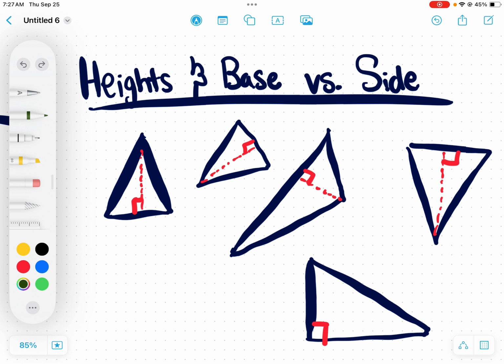The red dashed line in the middle is the height, no matter where it is, whether it's upside down or right side up or pointing downwards. Wherever that red or dotted line is, that's going to be your height. And your key to know is this right angle right there. When you see that right angle, that's telling you where the height is.